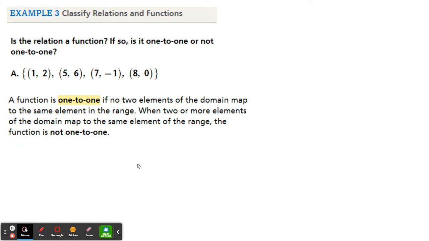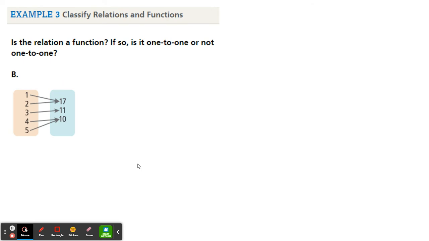All right, next, part B. Is this relation a function? If so, is it one-to-one? So let's take a look here. They already have our mapping, right? So 1 to 17, 2 to 17, 3 to 11, 4 to 10, 5 to 10. Notice that each X, each input only has 1 arrow going from it. So this is a function.